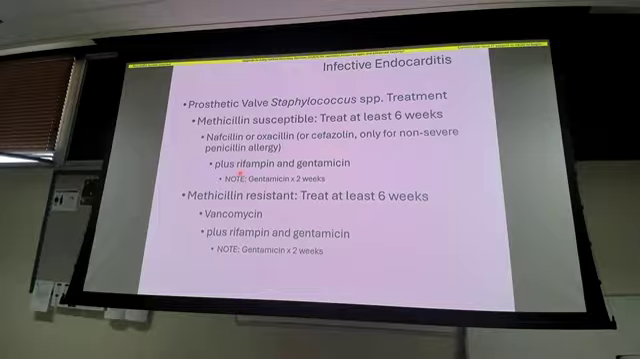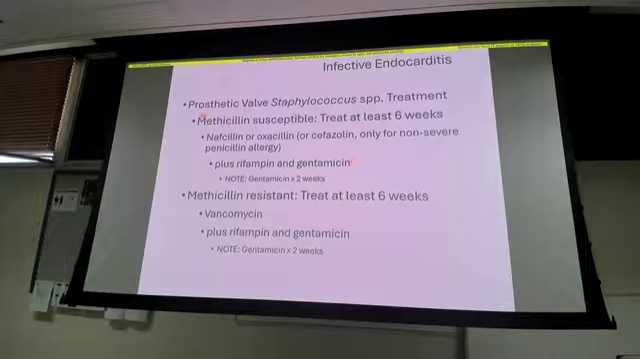Okay? So again, this one is at least 6 weeks. Sometimes, depending on how bad it is, we go over that 6 weeks. Okay? So, same drugs. You have your vanc here again, and then you have your nafcillin, oxacillin. The big difference that I want you to know is that you're giving them that rifampin and the gentamicin for those first 2 weeks to break up that vegetation because it's a prosthetic valve.